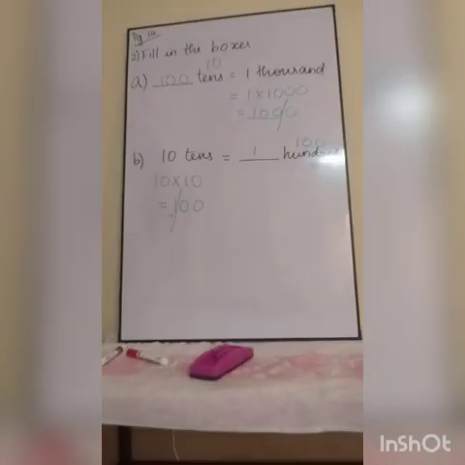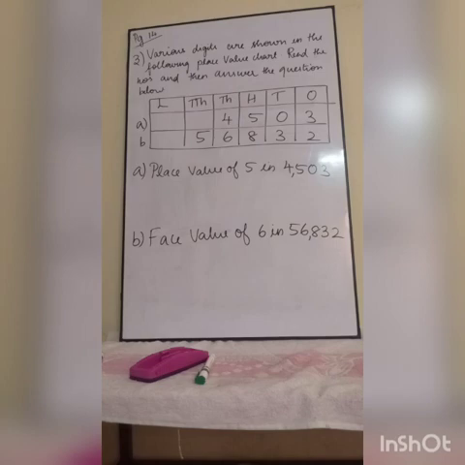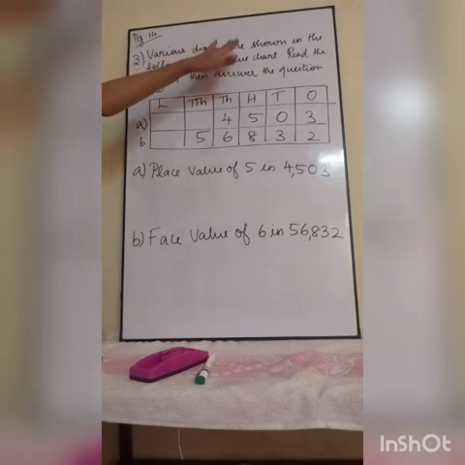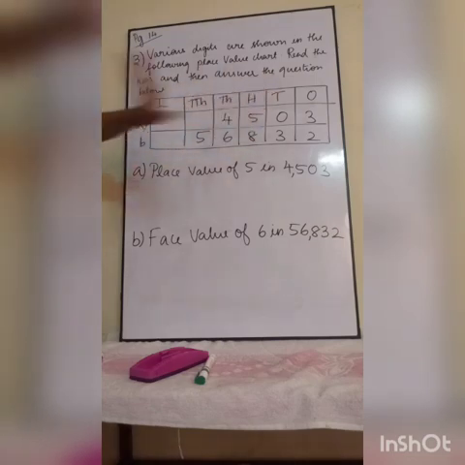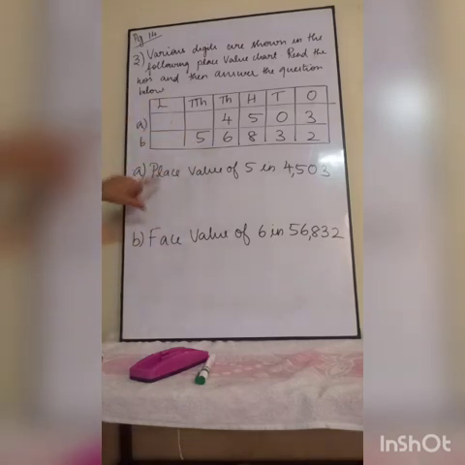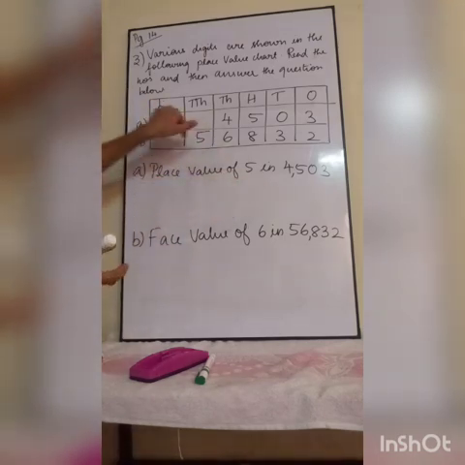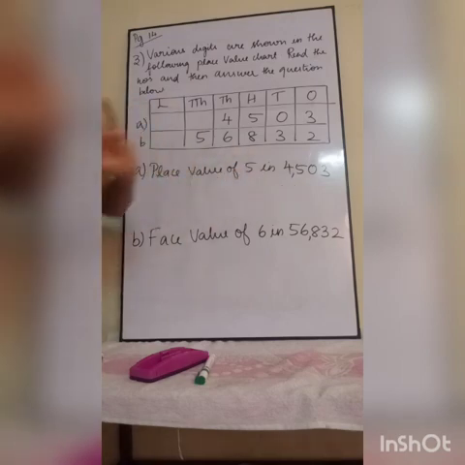So your C and D are your homework problems. The same way you have to do those also. Okay, next is your third question. What is the question? Read the question carefully. Various digits are shown in the following place value chart. This is your place value chart. Read the numbers and then answer the questions below.